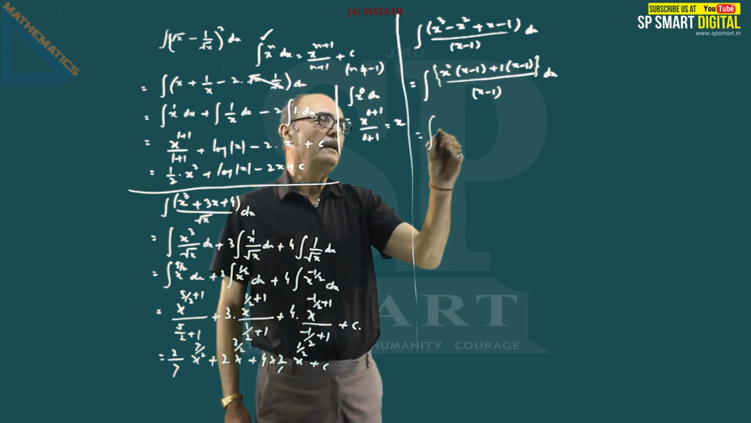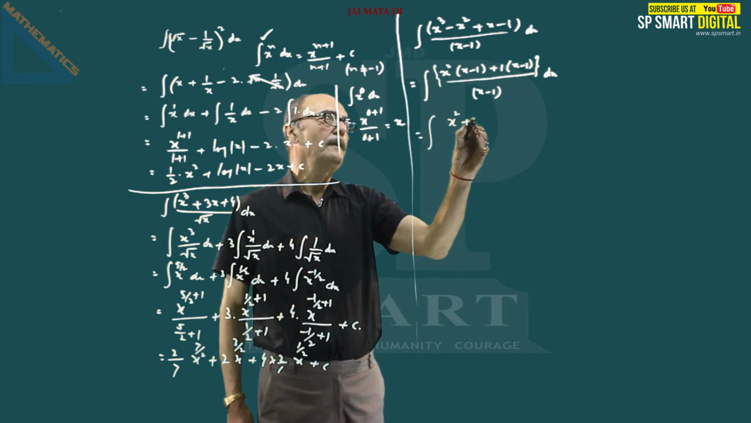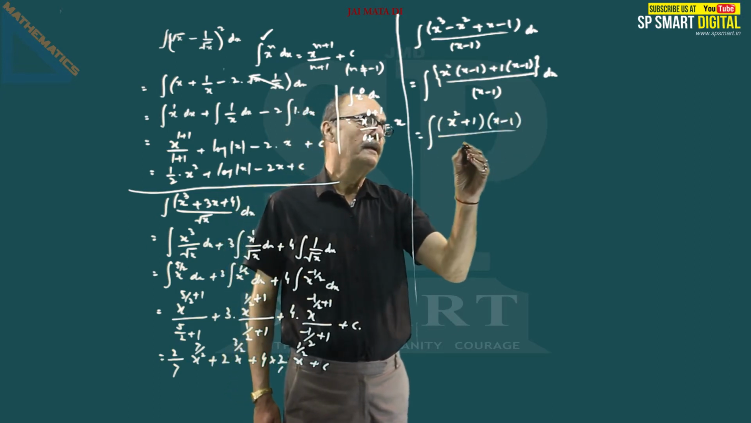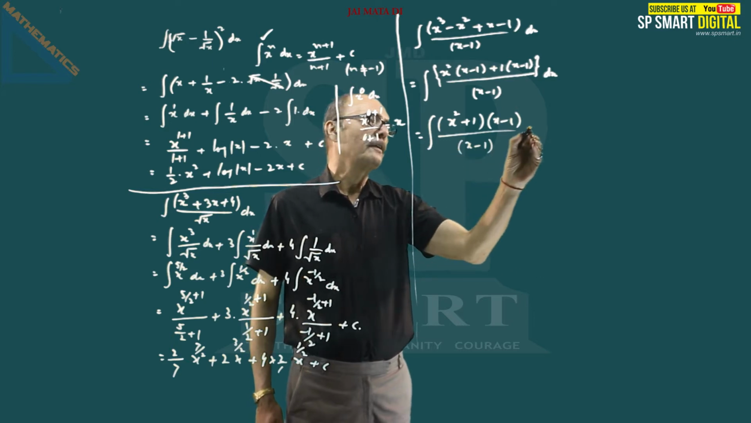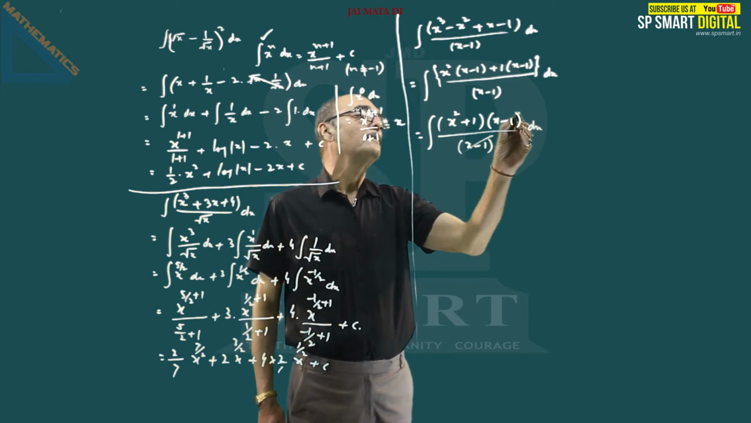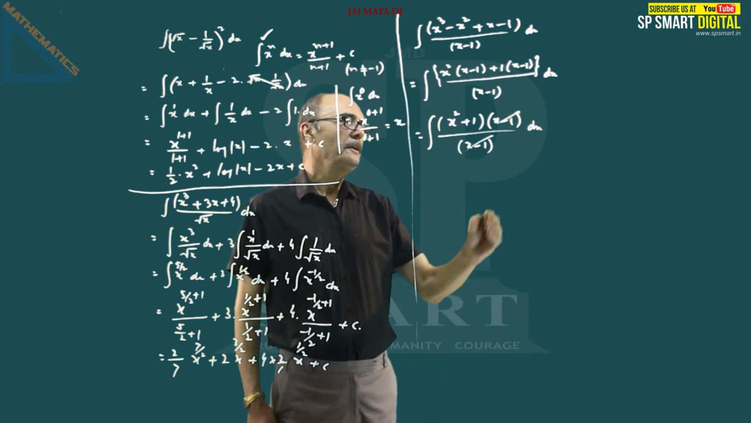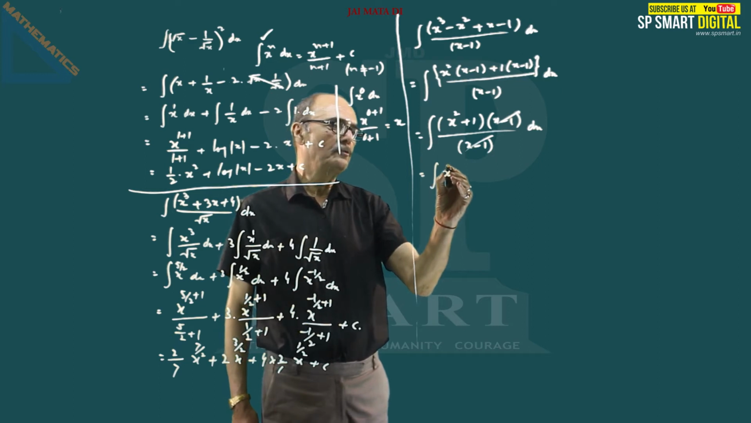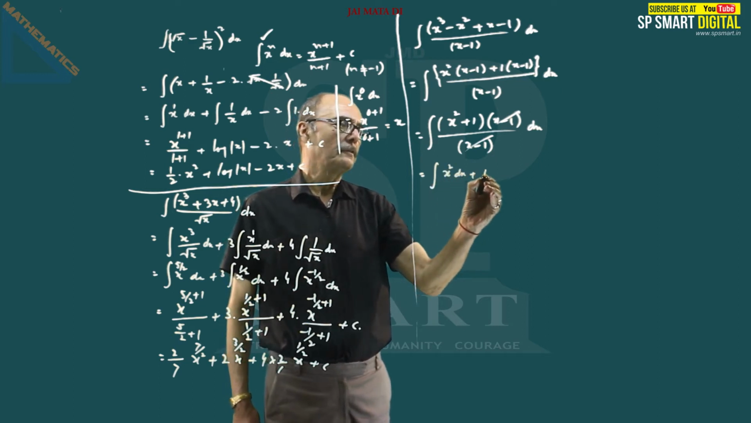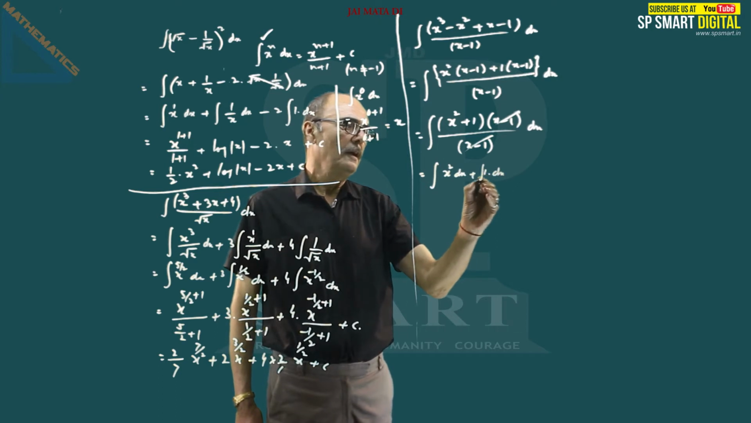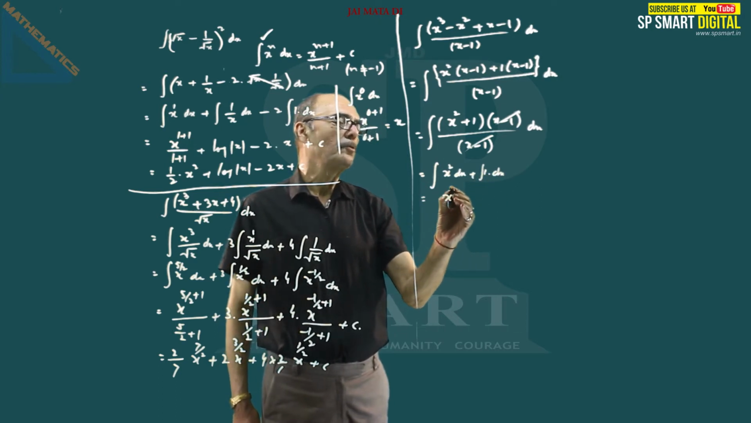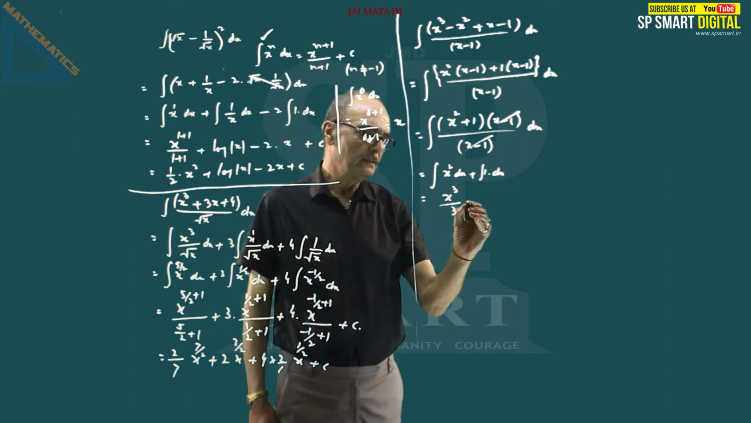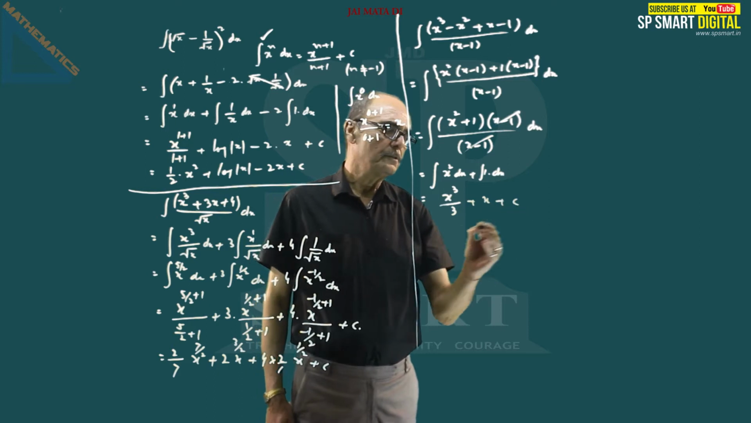So, this is the integral of (x square plus 1) into (x minus 1) divided by (x minus 1) d of x. We can cancel out this x minus 1, and then integrate it as the integral of x square d of x plus the integral of 1 into dx, and it is simply x raised to power 2 plus 1, that is x cube by 3, using this first formula, plus x plus constant c.